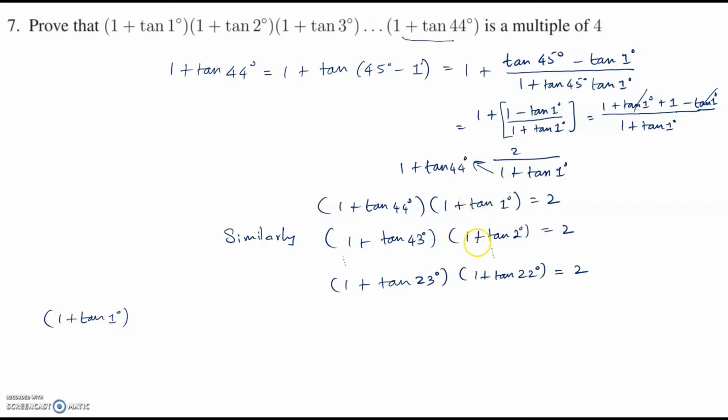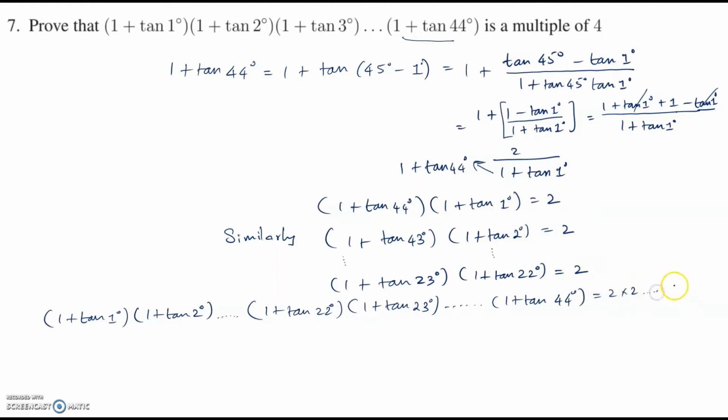So let's start with the terms: 1 + tan 1°, 1 + tan 2°, and it will go on to 1 + tan 22°, and then you have 1 + tan 23°, and go on all the way till 1 + tan 44°. So you can clearly see there are 22 pairs here, 1, 2, and all the way to 22. So on the right side you should have 2 times 2, so on up to 22 times.